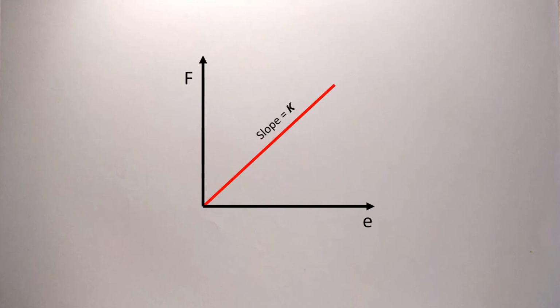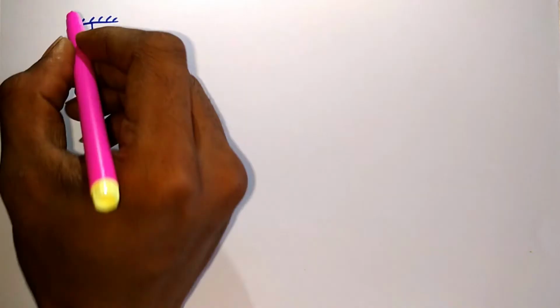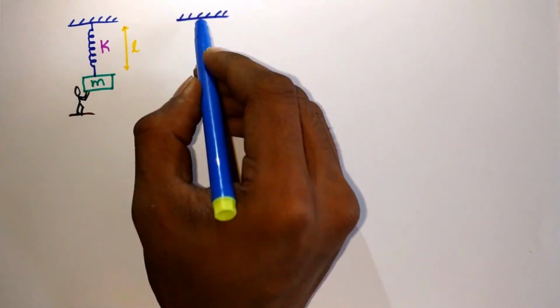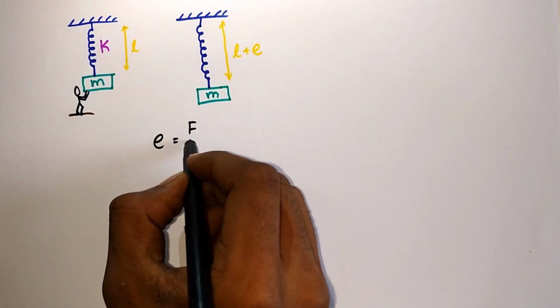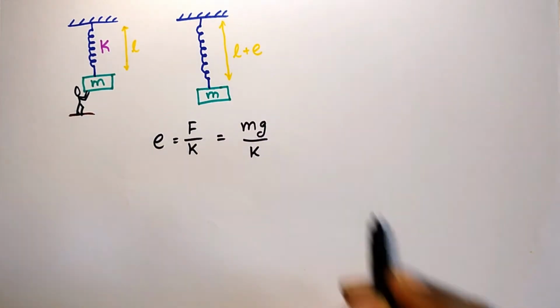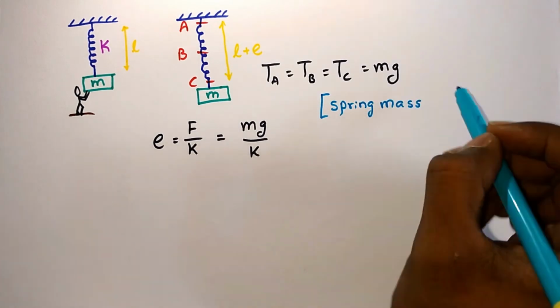If we plot the force versus the extension of the spring, it will be a straight line passing through origin with a slope k. Consider a mass m connected to a spring of spring constant k and natural length L. Now when the mass is released, the spring will expand to a new length L plus E. So as we have discussed earlier, E equals F by k. And here the force is due to the weight of the mass m. Here you should note a point that the tension in the spring will be the same at every point, which equals mg when the spring mass is neglected.